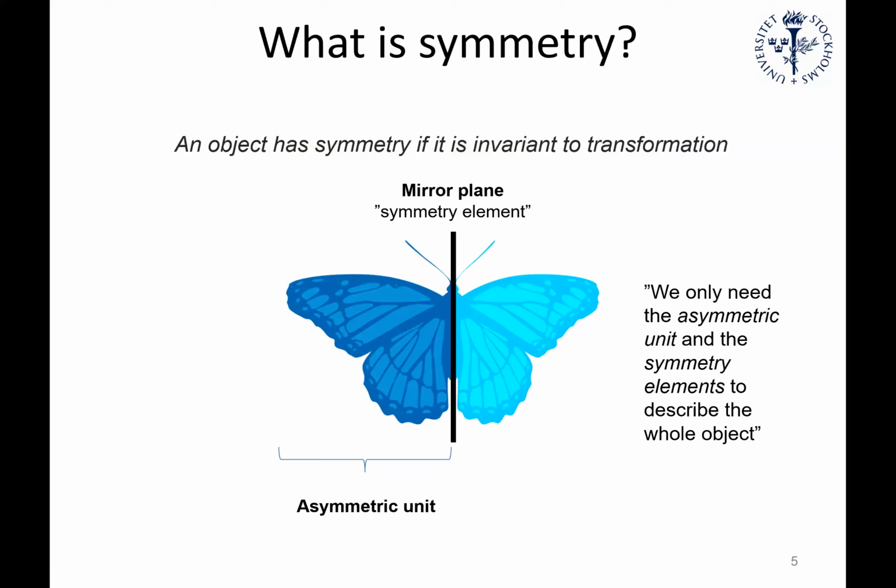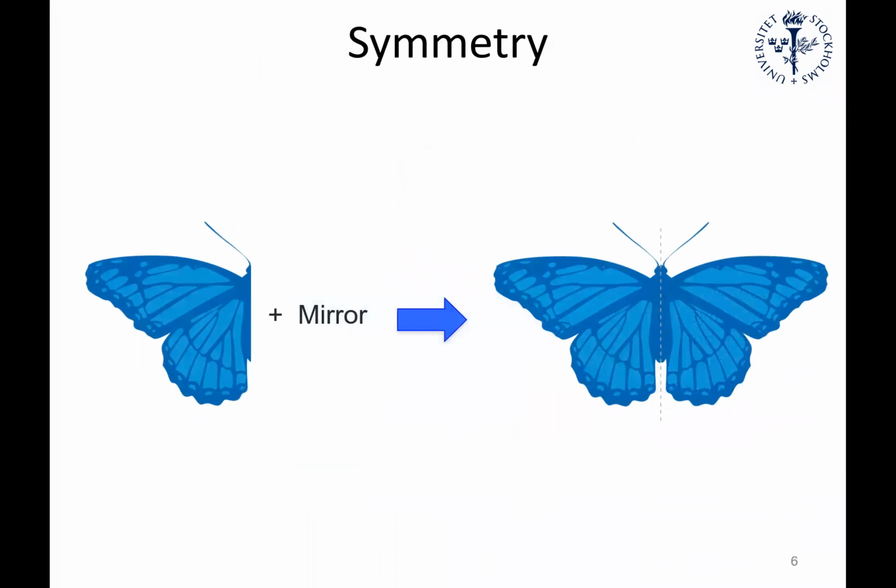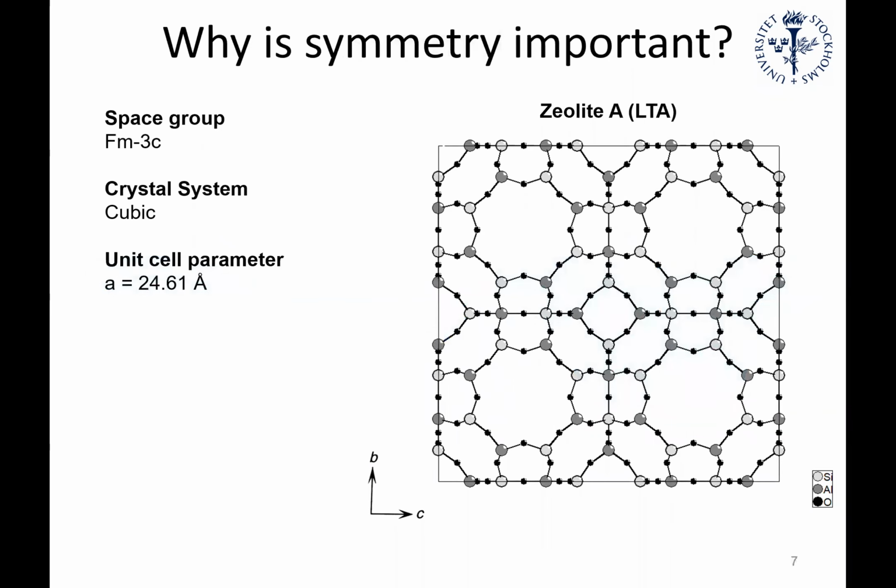This way you can save a lot of data. You only need to know half of the butterfly and where the mirror plane is in order to be able to draw the whole butterfly. So this saves a lot of information. So with symmetry, you need the asymmetric unit and your symmetry elements, and then you can get the whole picture.